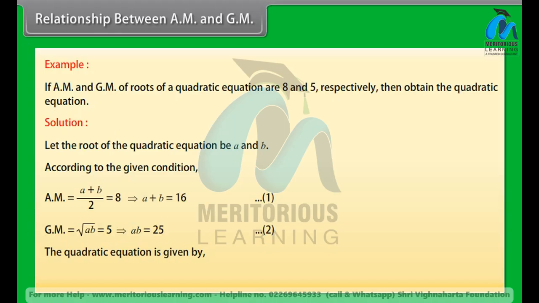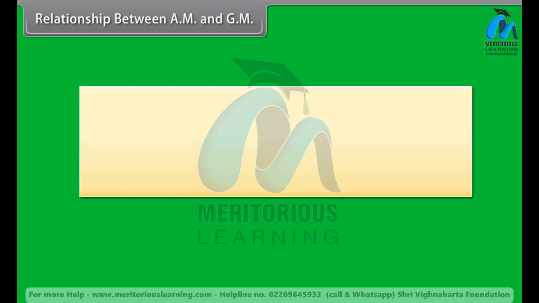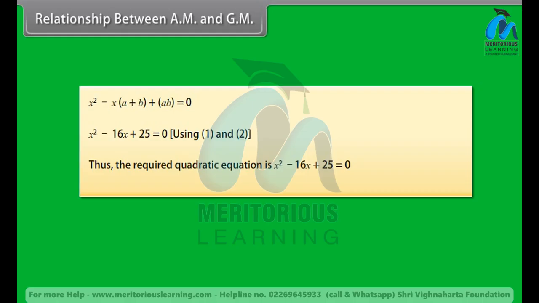The quadratic equation is given by x square minus x into sum of roots plus product of roots is equal to 0. x square minus x into a plus b plus ab is equal to 0. x square minus 16x plus 25 is equal to 0, using equation 1 and 2. Thus, the required quadratic equation is x square minus 16x plus 25 is equal to 0.